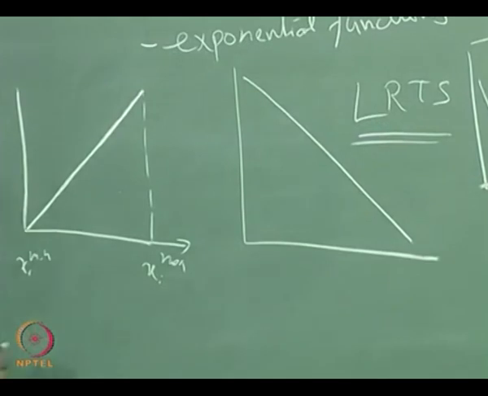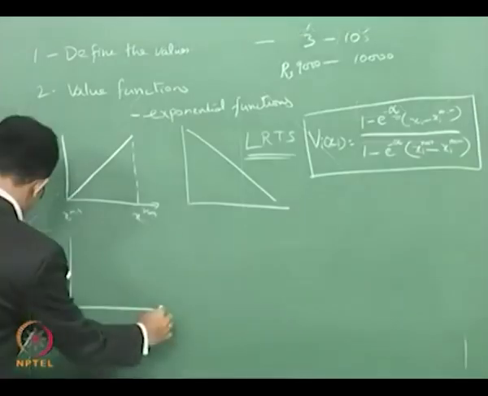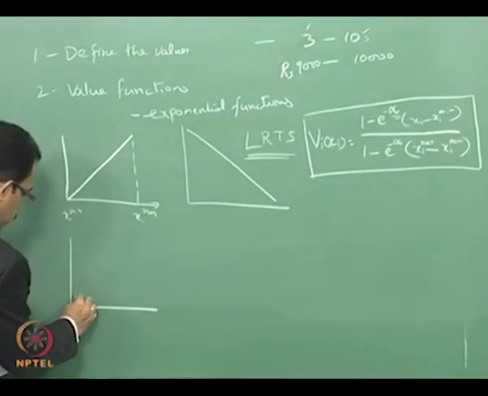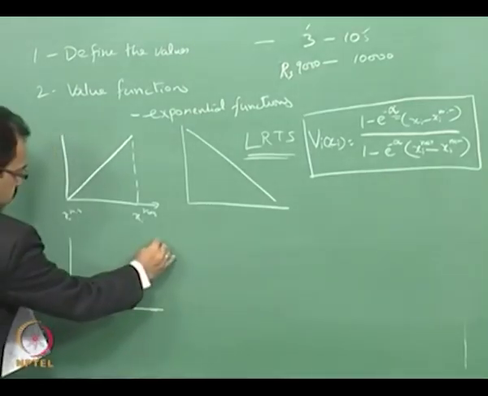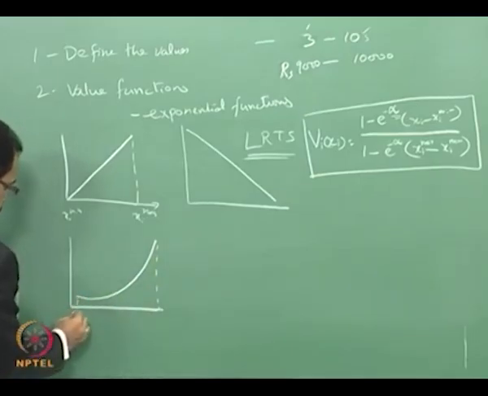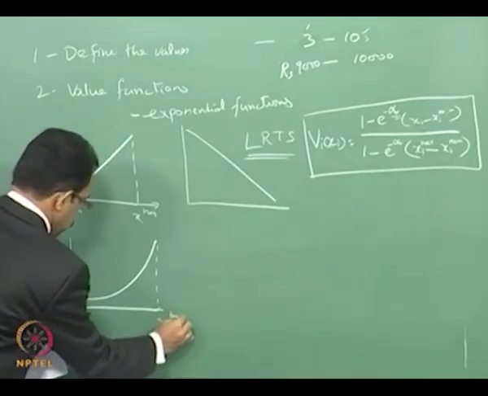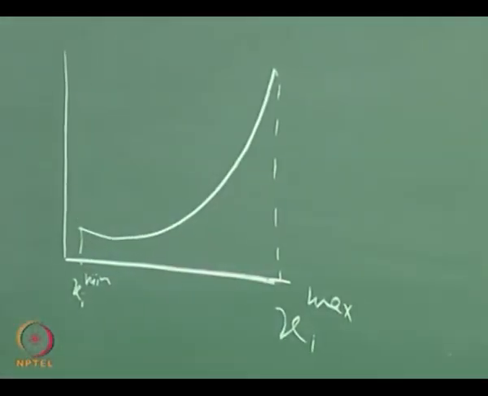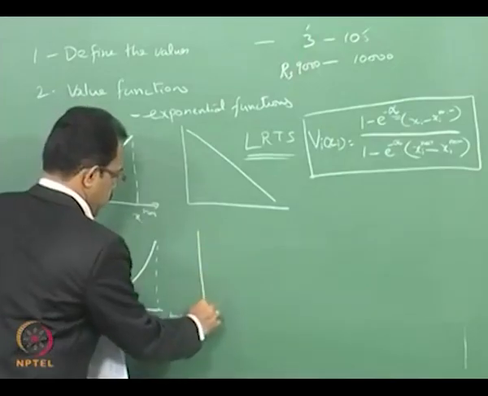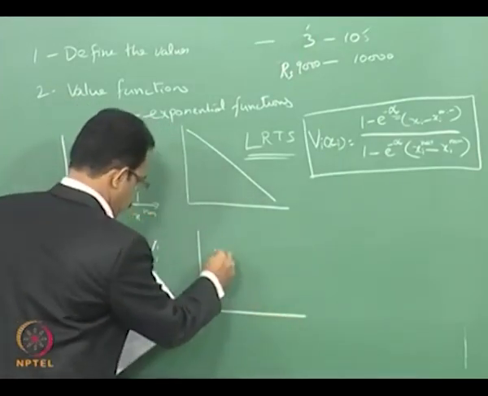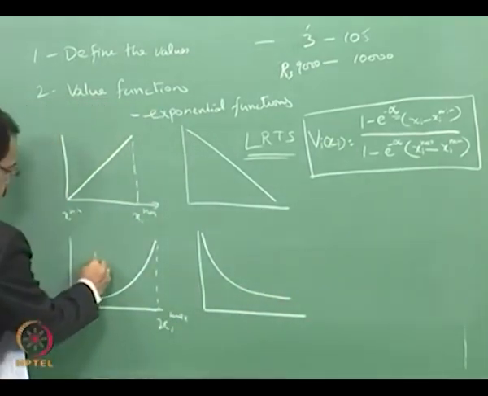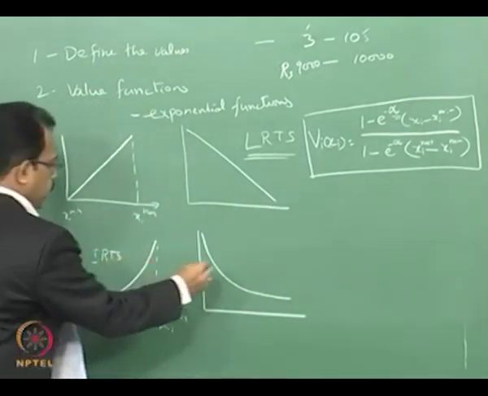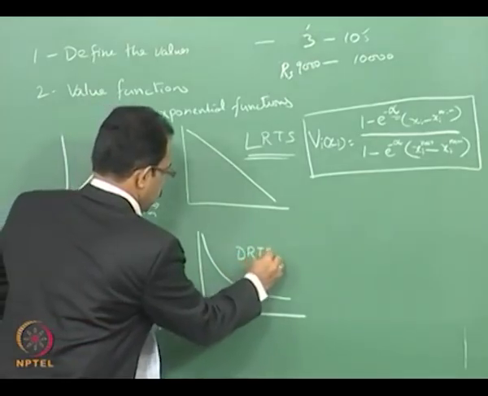Or you can have an increasing return to scale. Increasing return to scale is like this. So as you go up, the return increases. So this is an increasing return to scale. Again this is xi min and xi max. So you can have an increasing return to scale, or you can have a decreasing return to scale. So this is a decreasing return to scale. So this is increasing return to scale, and this is decreasing return to scale.